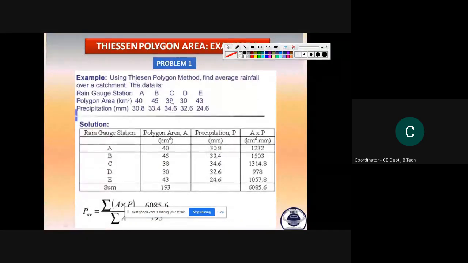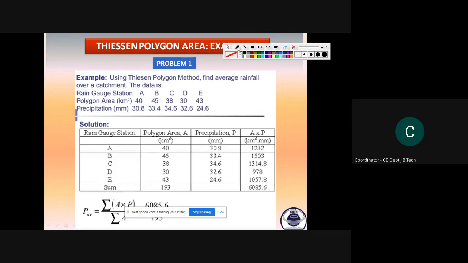Everyone, can you see this problem? Using the Thiessen polygon method, find the average rainfall over a catchment. The rain gauge stations are given, and for each rain gauge station the polygon area is provided, so no need to use those formulas. The area is already given in kilometer square, and the precipitation collected in mm is also provided. Now you can simply use the formula and get the values.